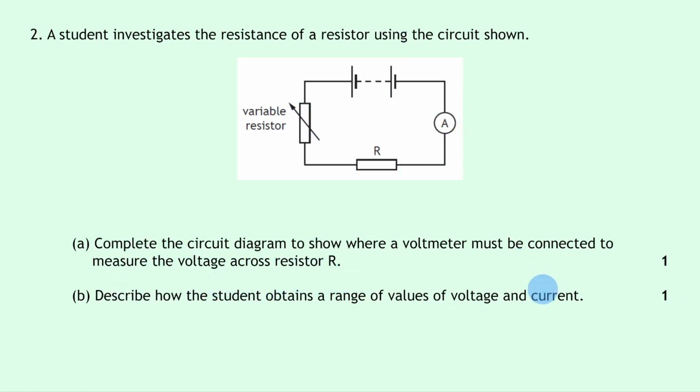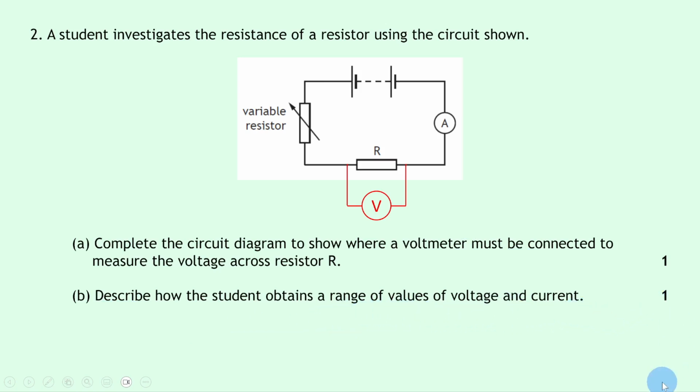Well, remember a voltmeter must be drawn in parallel with the component that you want to measure the voltage across. So it would look something like this. So notice we've got a capital V inside the circle to represent the voltmeter, and just make sure there's no gaps in your drawing.